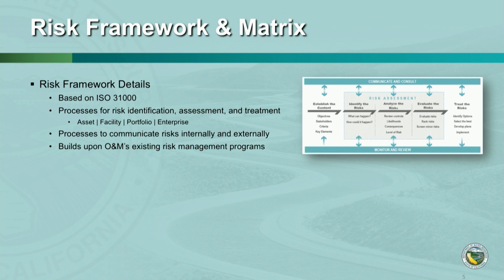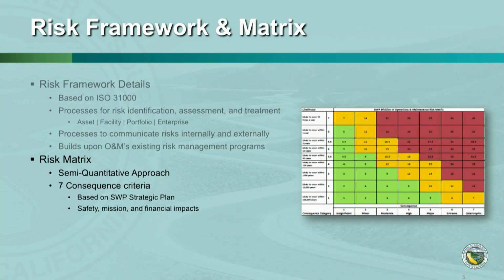Another key facet is this risk framework builds upon a lot of risk management processes that were already in place across various O&M programs. A key tool then is the risk matrix, which I understand the ad hoc group has probably seen in the past. It's a 7x7 matrix, scoring based on likelihood on the vertical scale, increasing severity of consequence on the horizontal scale. For our AM processes, we score our issues across 7 different consequence criteria that are based on the SWP strategic plan.